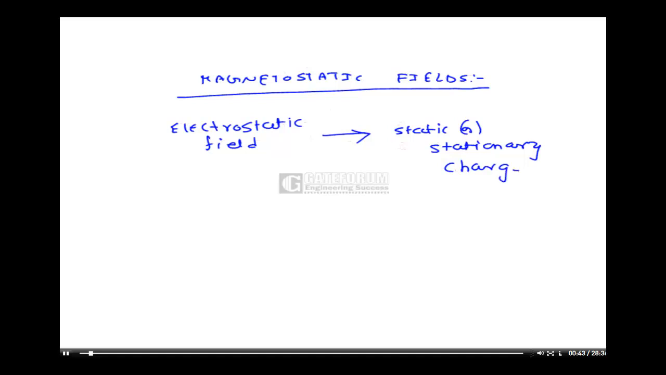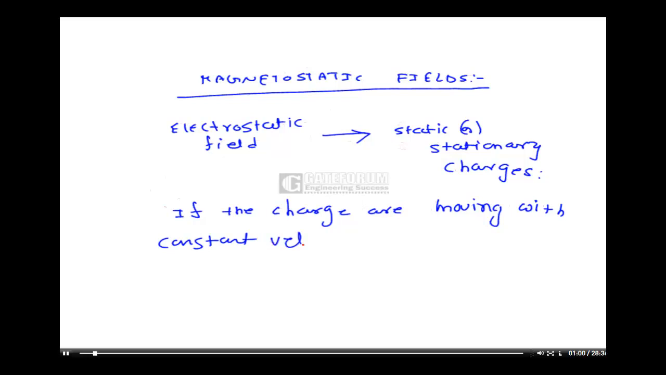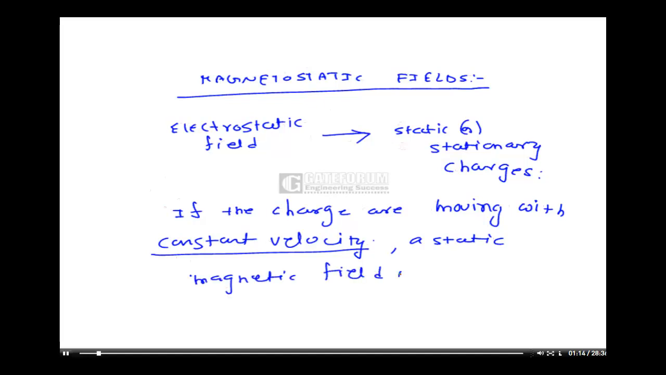Suppose if the charges are moving with constant velocity, this is important, the charges are moving with constant velocity, a static magnetic field is produced. That is, if the charges are moving, means current will generate. So the current will produce, due to that current, a magnetic field is produced around the conductor.